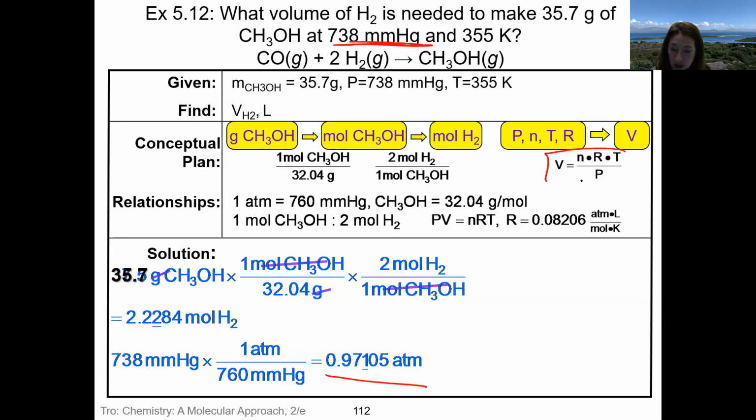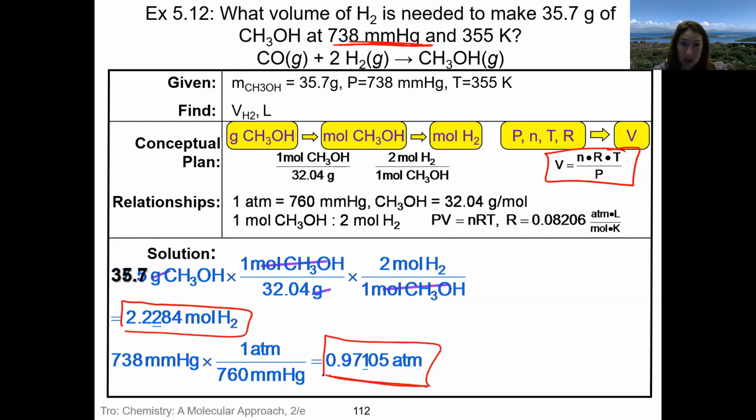nRT, right? And so we're going to use this equation, volume equals nRT over P. Our moles of hydrogen is here. Our atmospheres, our pressure is here. Our temperature is already in Kelvin, so we don't need to do anything. And we have R. Remember, you don't need to memorize these units because this is always given for you. Whenever you use R, you have to use these units. But again, you don't need to memorize it because this is given. You just look at the units and you go, oh, I need atmospheres, liters, moles, Kelvin.